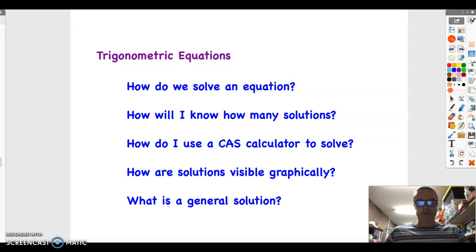We'll talk about how solutions present themselves graphically. And finally, we'll talk about what we mean by a general solution.